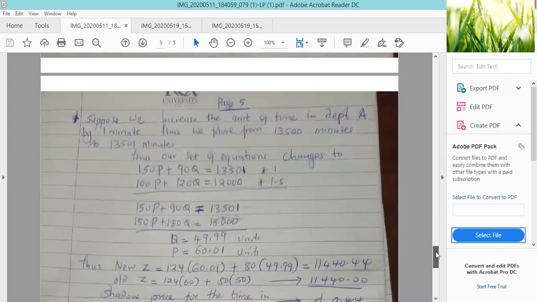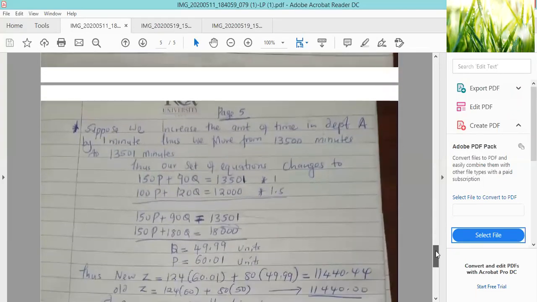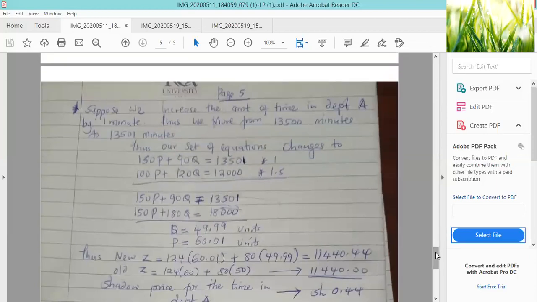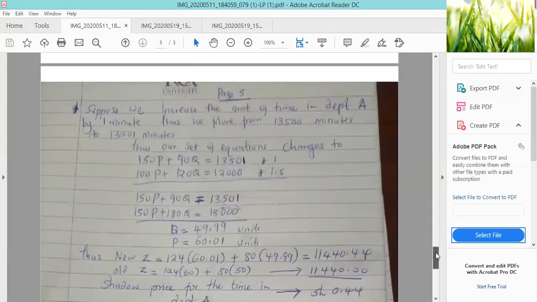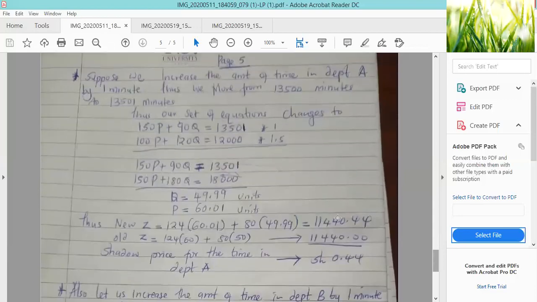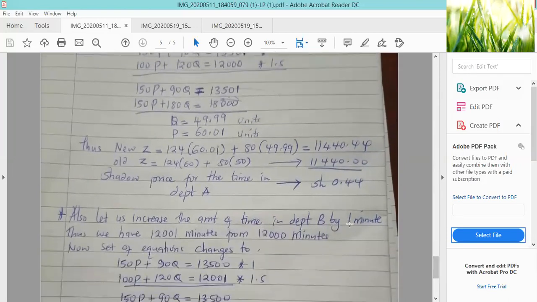So when you're doing the sensitivity analysis, that is what I was calling earlier the what if question. What if I were to do this? What if I were to increase this? You can ask yourself, what is this resource that we have exhausted? What if we had an additional unit? Like what I've asked myself here, suppose we increase the amount of time in Department A by just one minute. Then one extra minute would cost us how much? And the shadow price worked out is coming to 44 cents or 0.44 shilling.